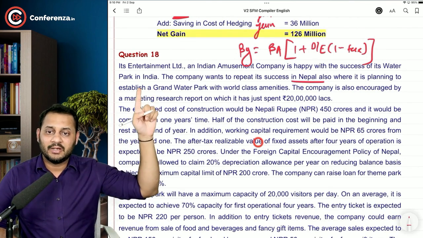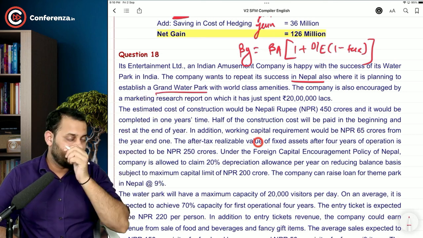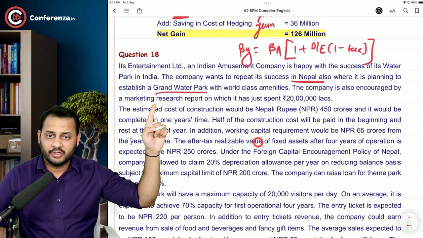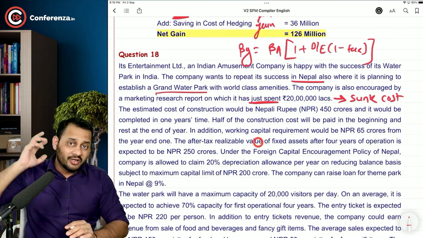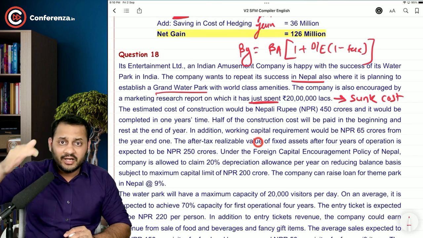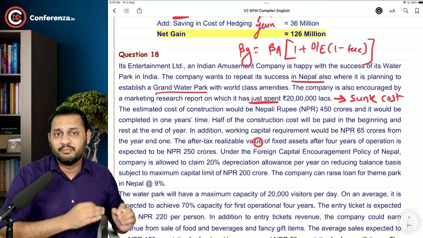Also where it is planning to establish a grand water park with world-class amenities. The company is also encouraged in a marketing research report on which it has just spent 20 lakh rupees. Write down, it is a sunk cost. What does that mean? Because you have already spent 20 lakh rupees on the research, now that 20 lakh rupees is irrelevant for the purpose of decision making.